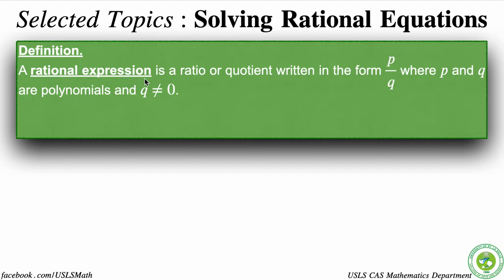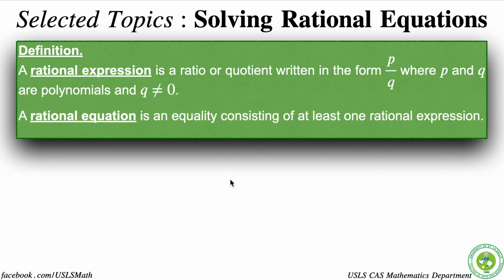Okay, so that's an expression. Remember, an expression is a group of terms without an equal sign. So the moment you put the equal sign there, we will call that a rational equation. So a rational equation is an equality, meaning there is an equal sign there, consisting of at least one rational expression.